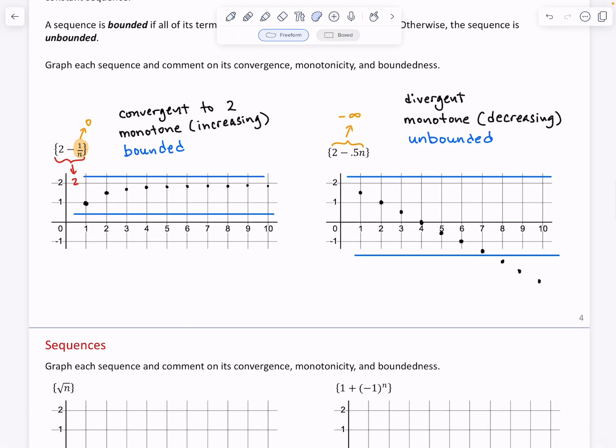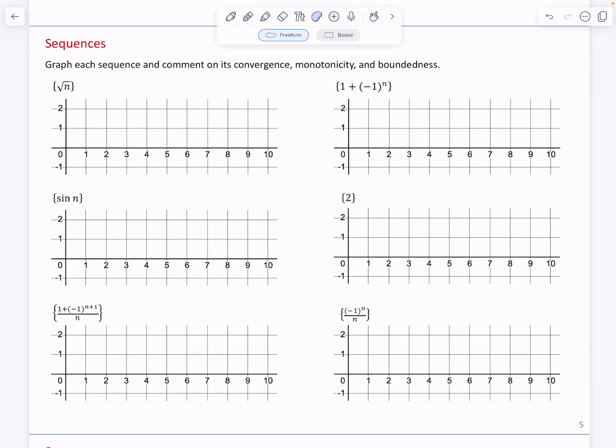Okay, next page. Graph each sequence and comment on its convergence, monotonicity, and boundedness. So the same instructions. Here we have radical n. When n is 1, the first term is radical 1, which is 1. When n is 2, we get radical 2, which is about 1.4. When n is 3, we get radical 3, which is about 1.7. When n is 4, we get radical 4, which is 2.